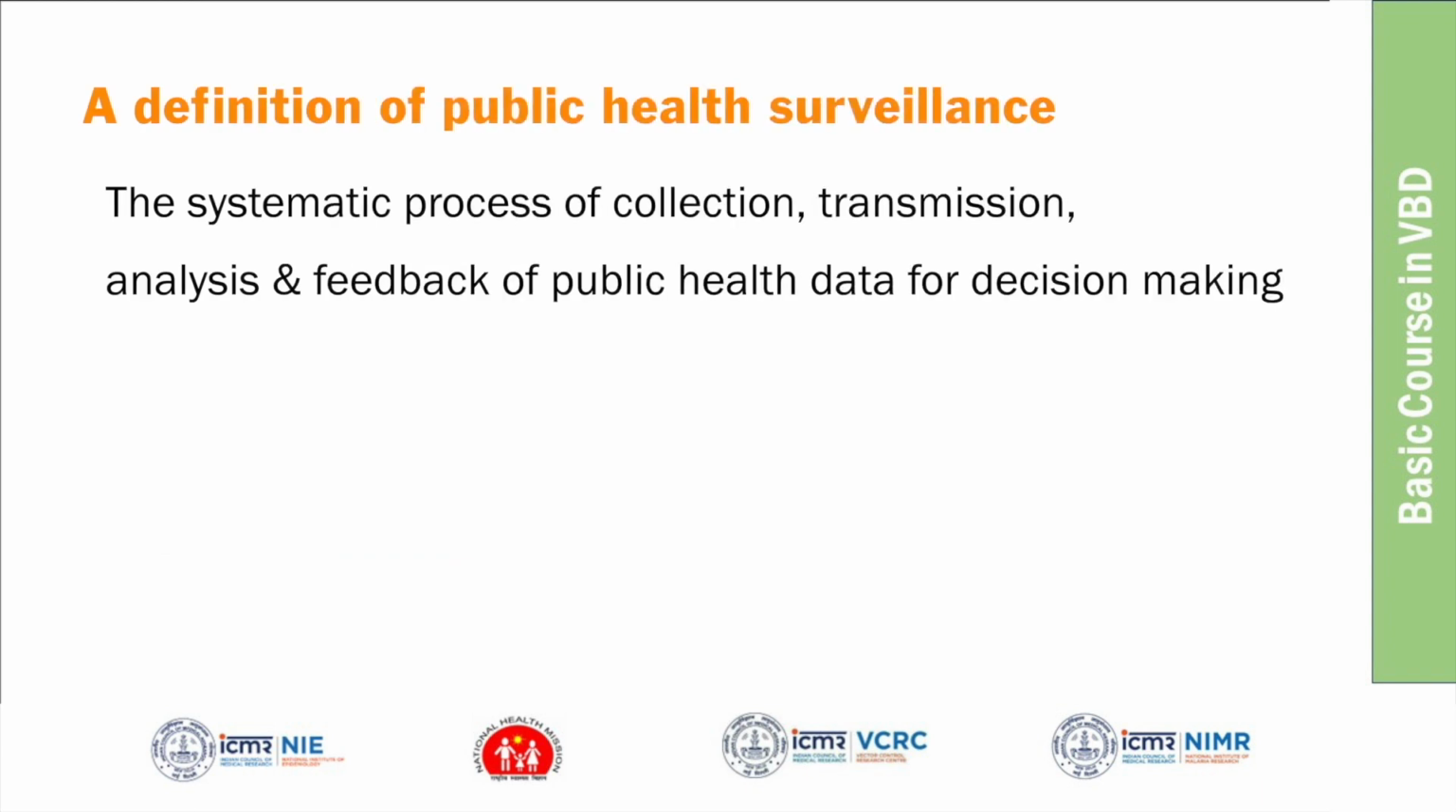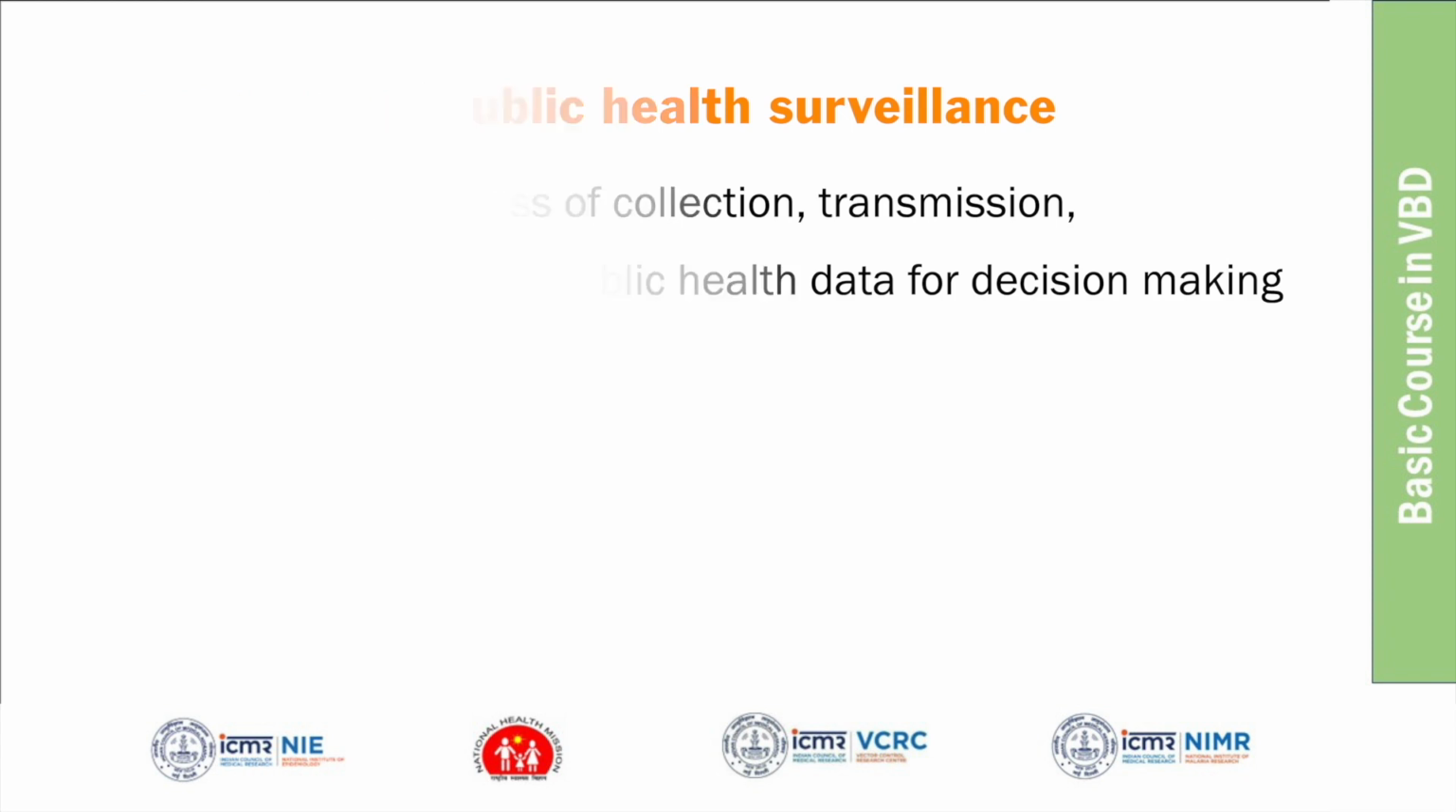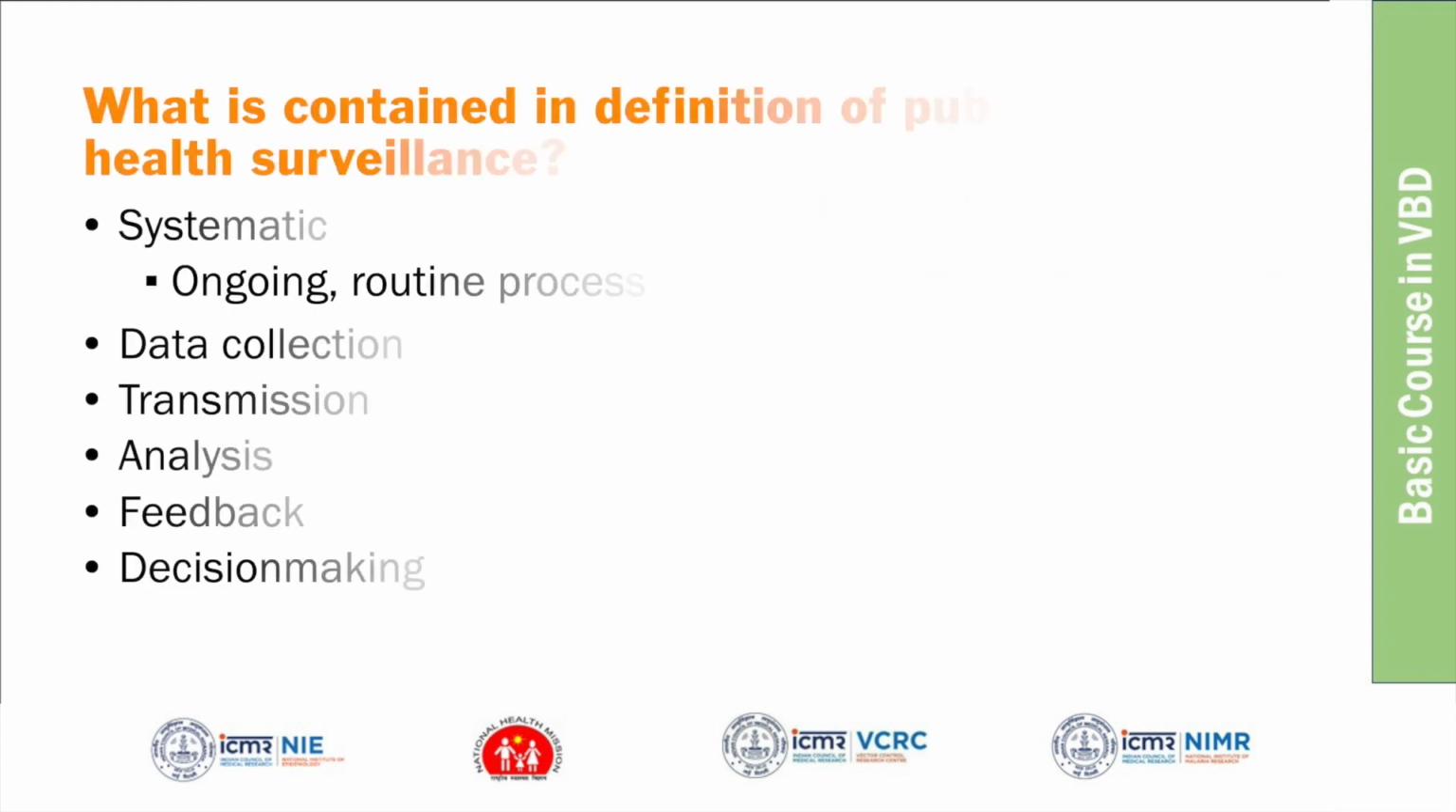The definition of surveillance system mentions that it's a systematic process: collection of data, transmission of collected data, analysis of data, and generating the feedback report. Based on our data and feedback report, we make decisions. So the definition itself is systematic data collection, transmission, analysis, and decision making. So what is systematic? Systematic is an ongoing routine process.